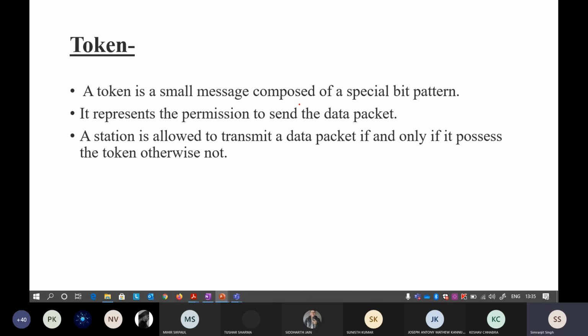A token is a small message composed of a special bit pattern. It represents the permission to send the data packet. A station is allowed to transmit the data packet if and only if it possesses the token, otherwise not. Keep in mind only one token is there in token passing. In token passing, your stations will be arranged in the form of a ring topology. I think you already know what ring topology is.